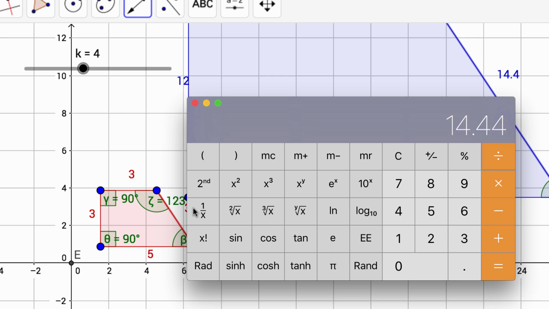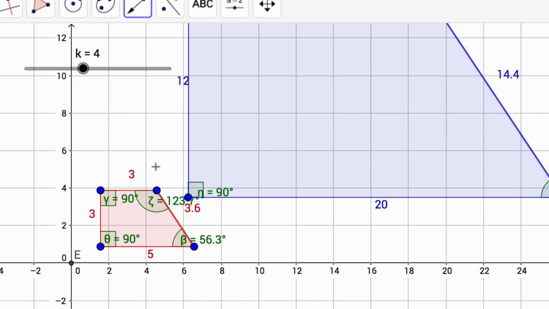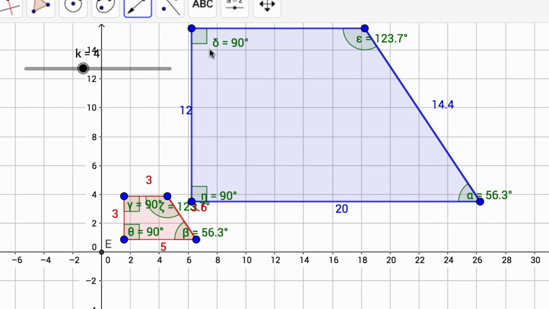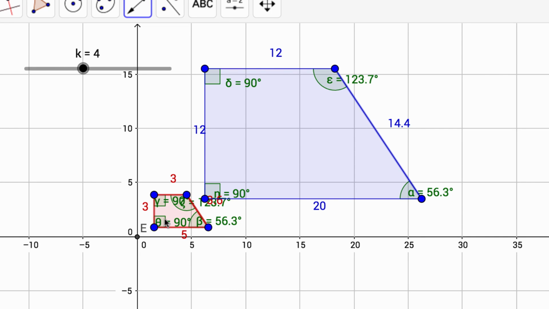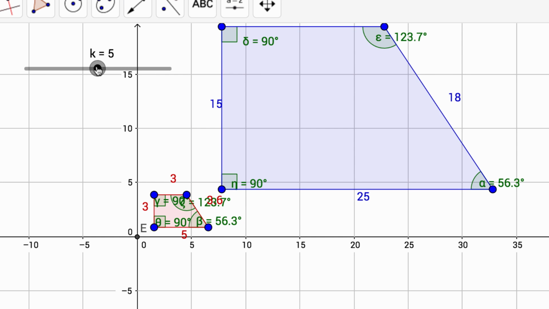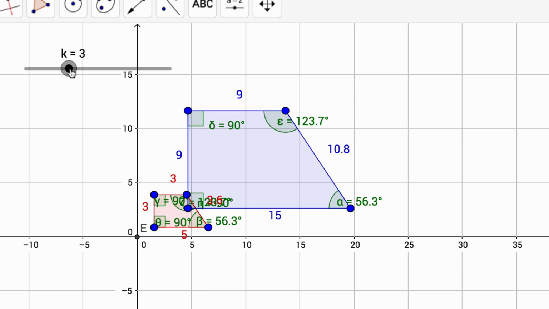14.44 divided by 3.6. Okay, so it's 4. Right, that's just because of the rounding. So in other words, the ratio of this to this is the same as this to this, and this to this is all 4. And you could see it'd be the same thing if it was 5, or 3, or whatever. 9 divided by 3, 9 divided by 3, 15 divided by 5, it's all the same.